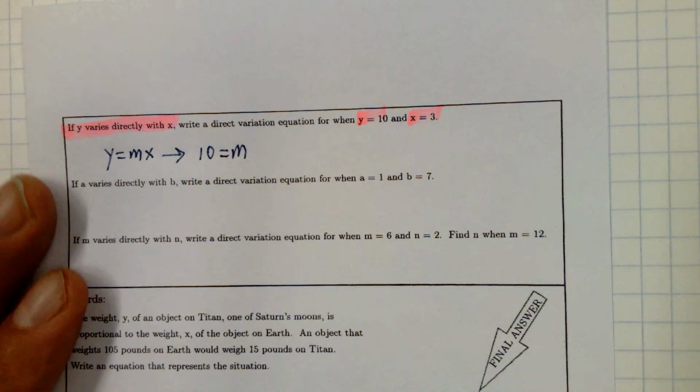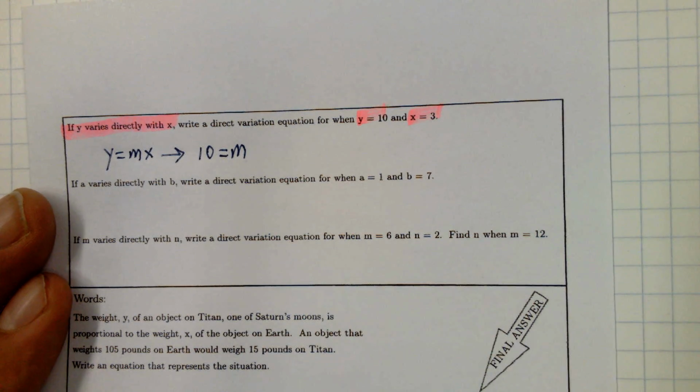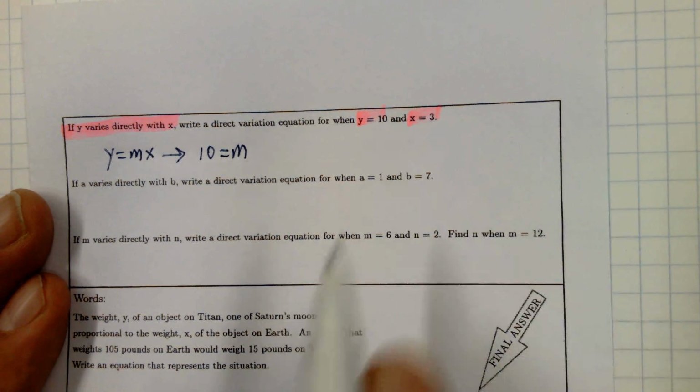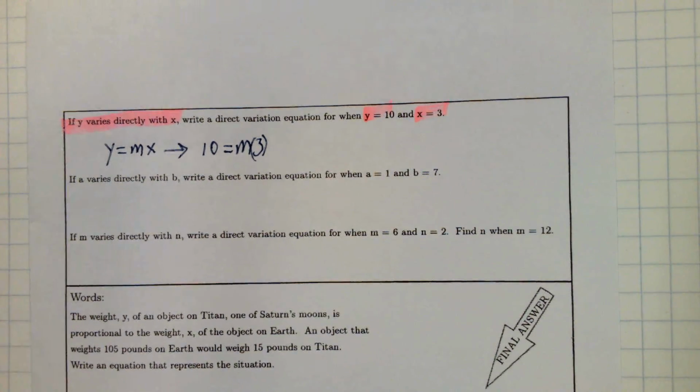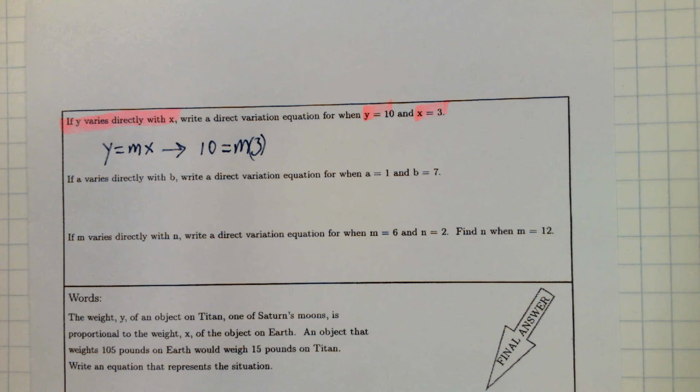equals m, I don't know, so it's going to stay there. And then m times x, which is 3. I'll put that in parentheses to show it's multiplying. So instead of x and y, I put 3 and 10. So far, so good? Now, I want to solve for m. I want to get m by itself in this very simple equation.